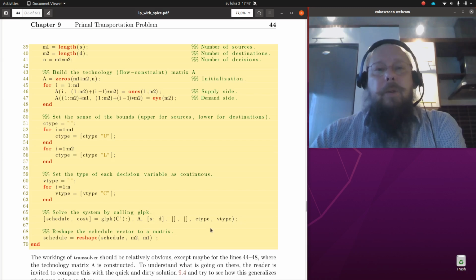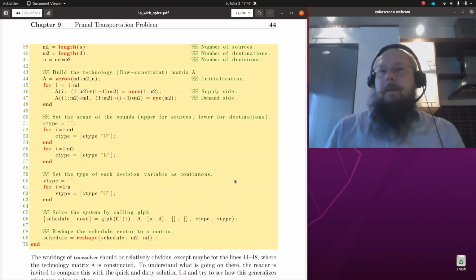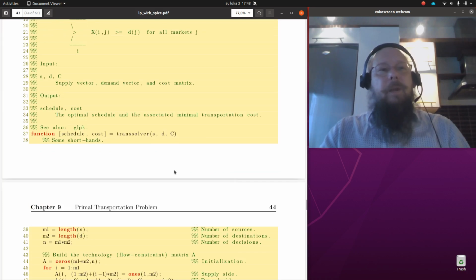And note the important thing, I have semicolons everywhere, so this is a function. I don't want it to print out anything. Of course, I want it to output only the output variables. In this case, they would be the schedule and cost.